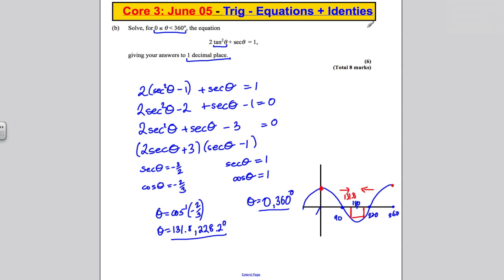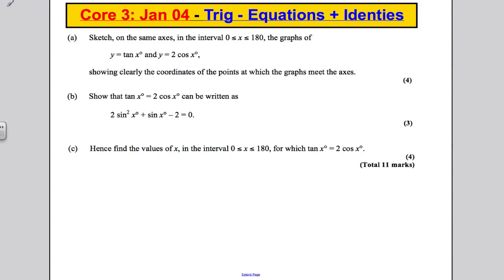Now, just to say finally, one tiny little mistake I made, it actually says that theta has to be less than 90, so I should have rubbed out that answer. 0, 131.8 and 228.2 are the exact answers. This one isn't one because it says theta can be 0 but has to be less than 360. Next question, pause the video, have a go.